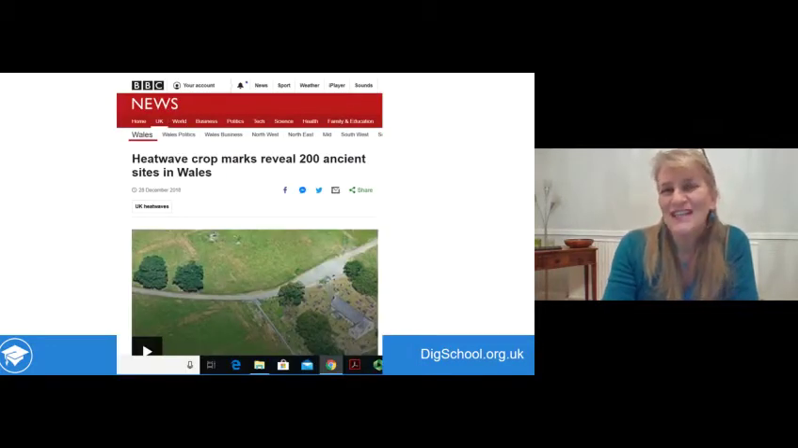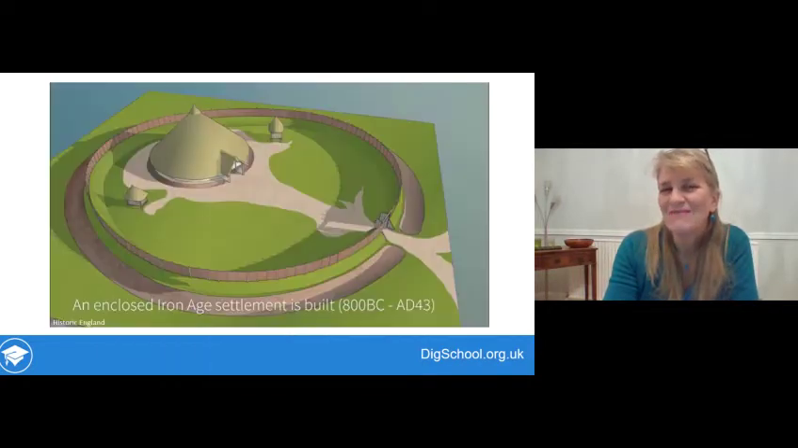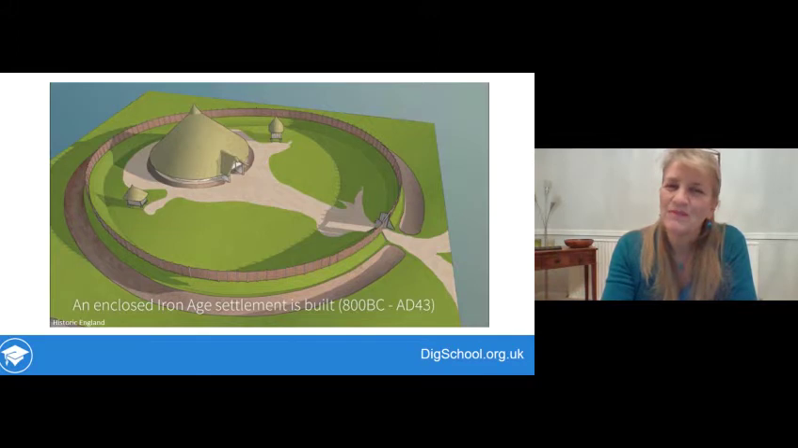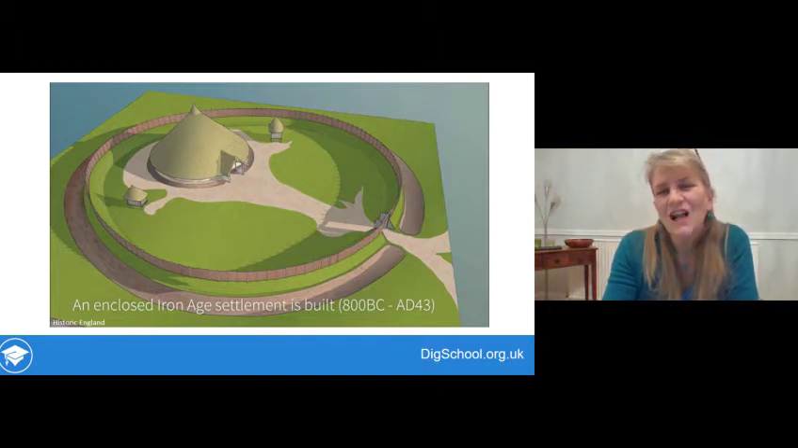So a clue lies in the headlines that we occasionally see on the television and on the internet and in the papers about heat waves revealing ancient monuments. So how does this happen? Well, here's an example. In this imaginary site, an enclosed Iron Age settlement has been built. It's got a roundhouse in the middle, a few little buildings around it, a bank to protect it, and a ditch on the outside, which is where the material to build the bank has come from, with a palisade on top.